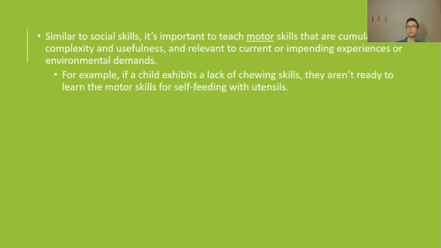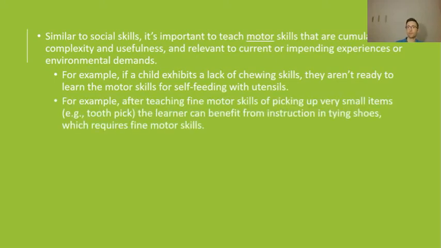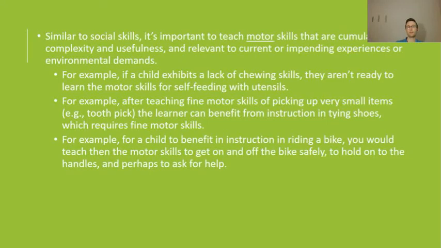So, for example, if a child exhibits a lack of chewing skills, they aren't ready to learn the motor skills for self-feeding with utensils. For example, after teaching fine motor skills of picking up very small items, such as a toothpick, the learner then may benefit from instruction in tying shoes, which requires fine motor skills. For example, for a child to benefit from instruction in riding a bike, you would teach them the motor skills to get on and off the bike safely, to hold on to the handles, and perhaps to ask for help.